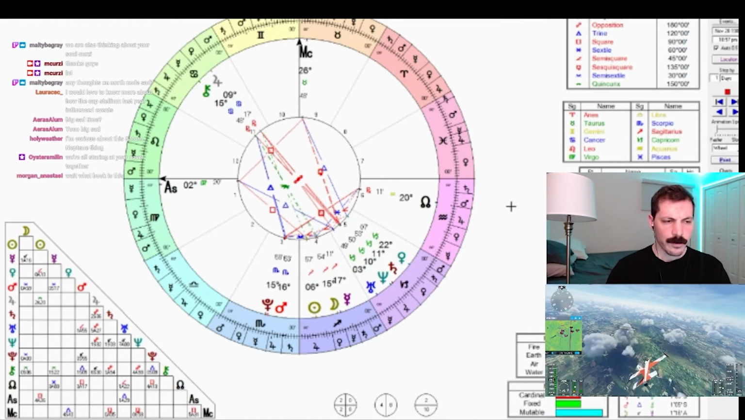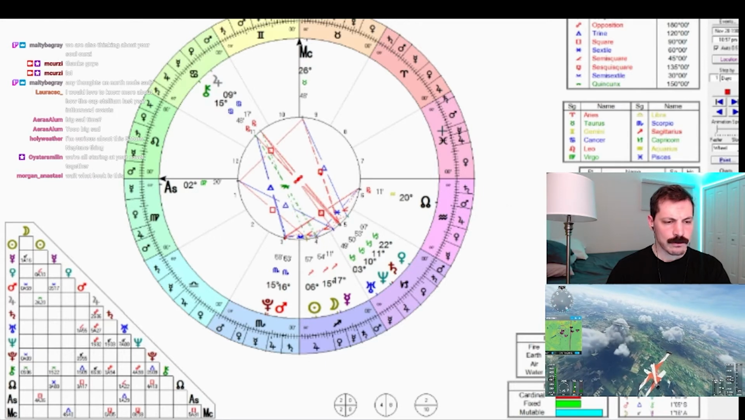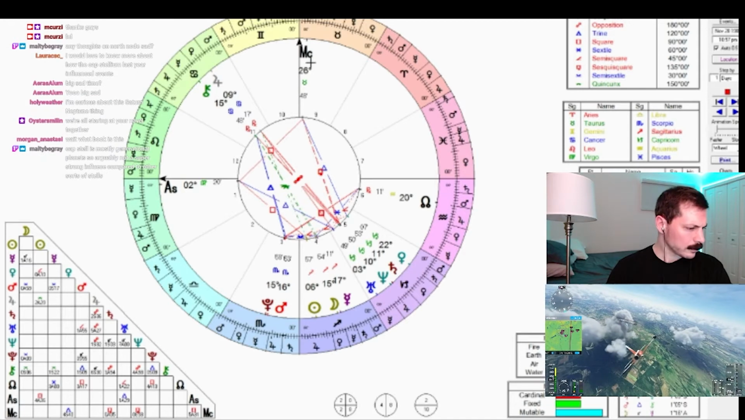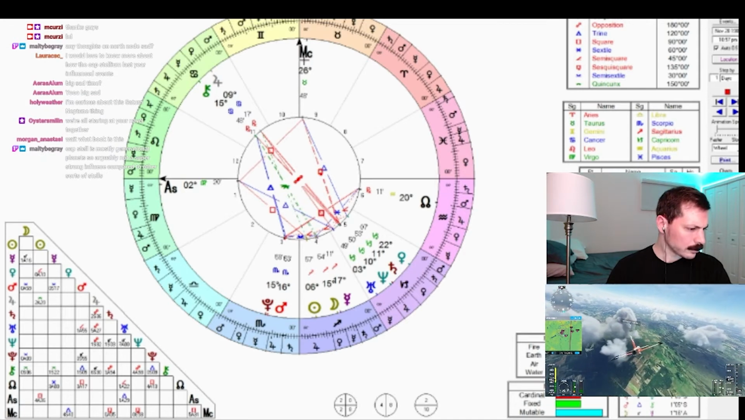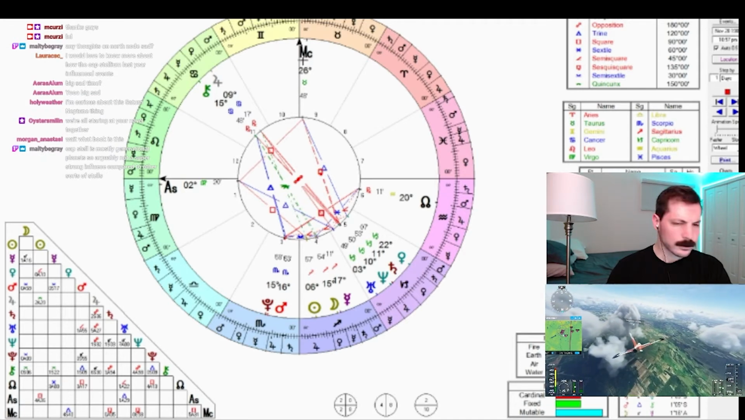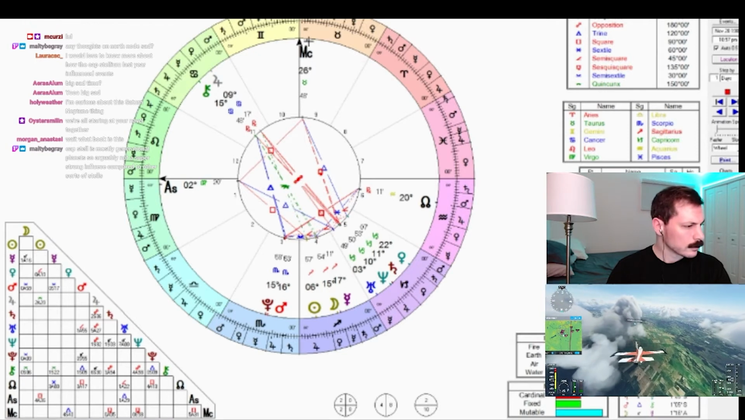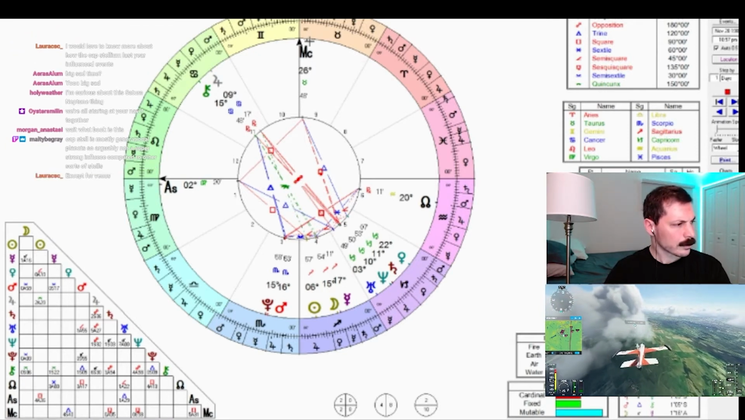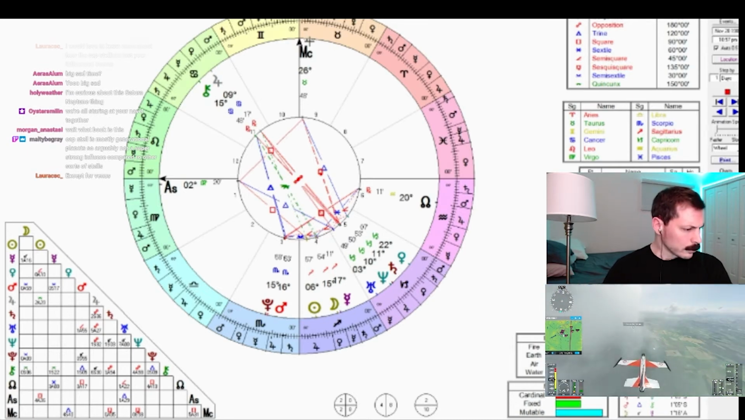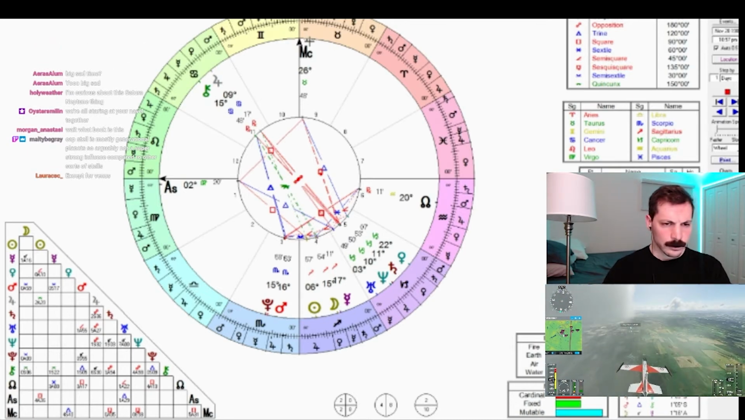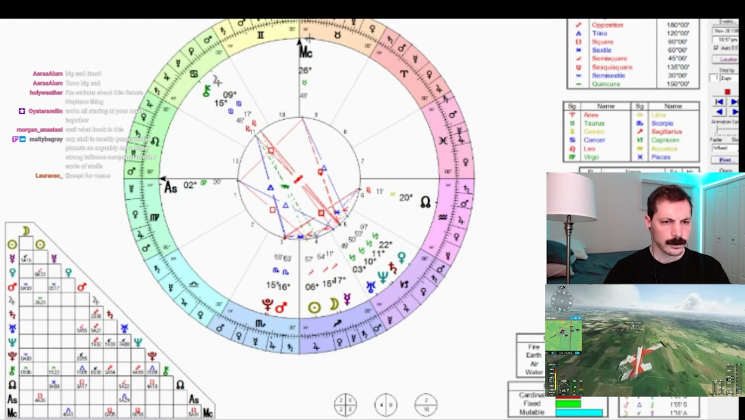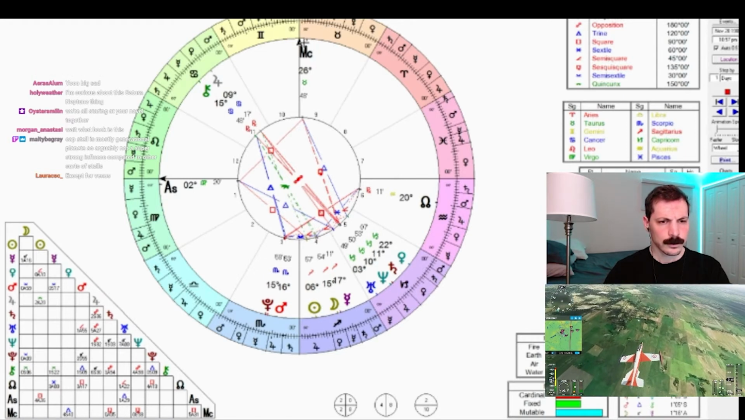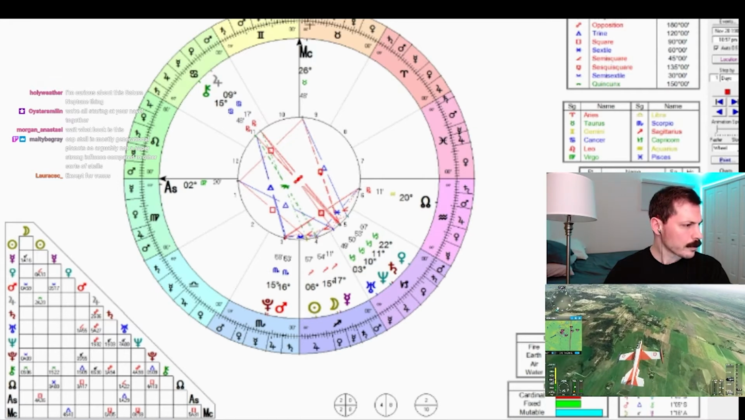Traditionally the way you would do this is you would start by looking at a number of factors. One of the key ones is the midheaven. It is the highest point in the sky at the time of your birth. So it essentially represents the thing that is most visible and the thing that you put into the world. Everybody has the placement, but you look at it and ask, what is that related to?